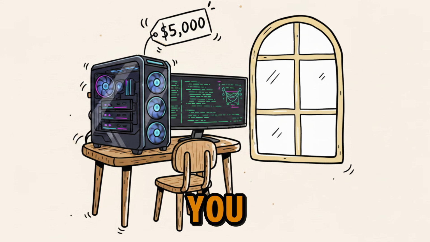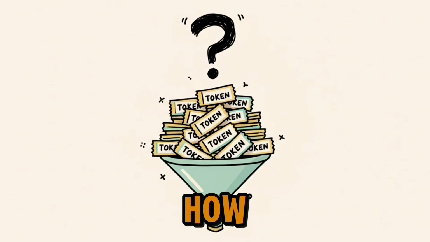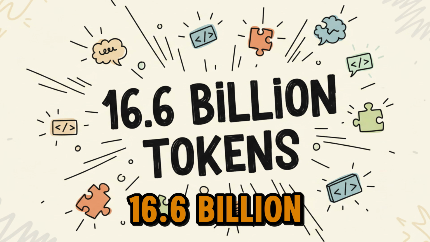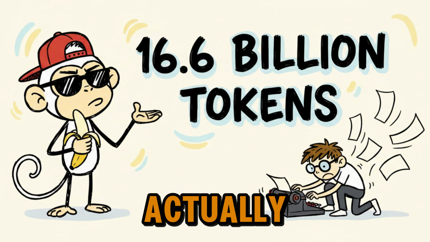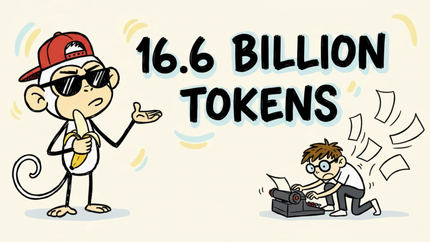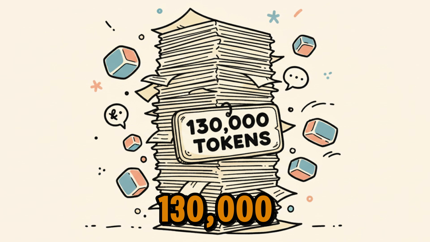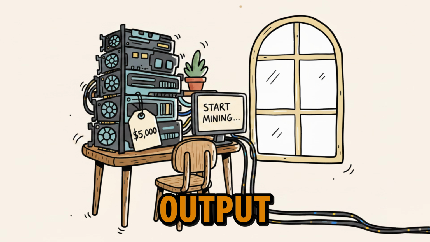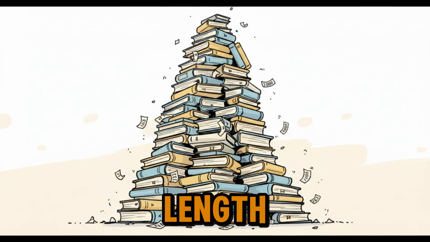Let's run the ledger. Suppose you spent $5,000 on a dedicated home AI rig to avoid paying cloud API fees. At 30 cents per million tokens, how many tokens do you need to process just to recoup your $5,000 hardware purchase? 16.6 billion tokens. To grasp what 16.6 billion tokens actually means, consider human output. An average novel is about 100,000 words, or roughly 130,000 tokens. To break even on your $5,000 hardware purchase purely on text output, you would need your desk setup to generate the equivalent of 12,000 full-length novels.